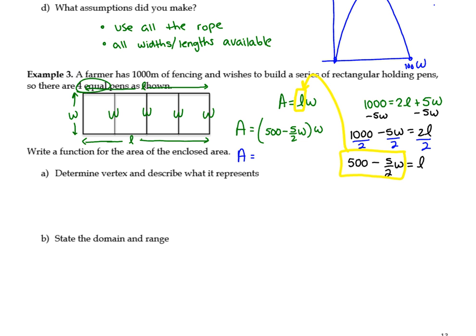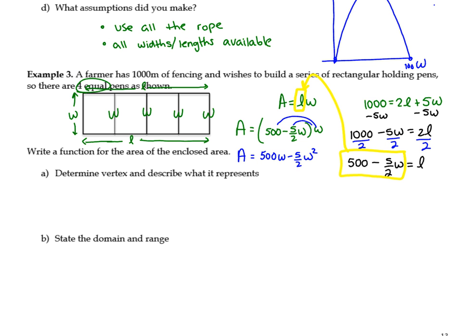Expand that. 500, do the rainbow. W minus 5 over 2W squared.